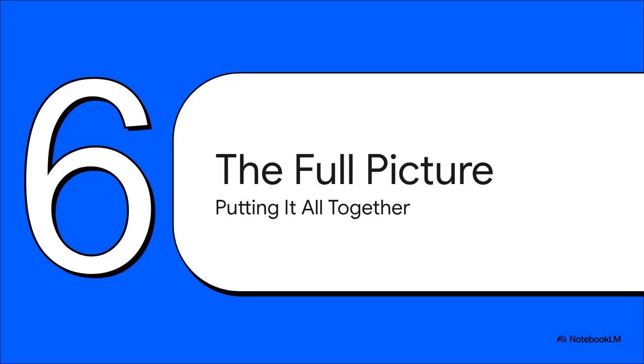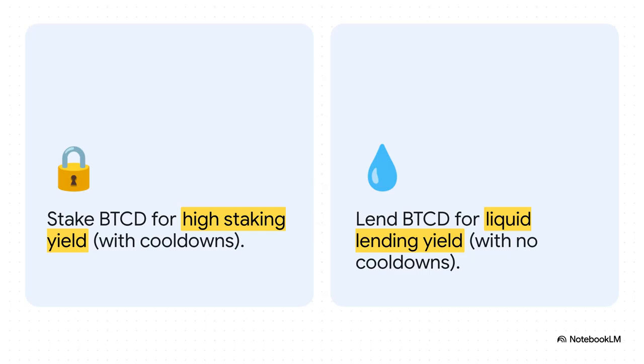Okay, let's zoom out. Now that we have all the pieces on the table, we can finally look at the entire system and see how it all fits together. So the choice you have to make as a user is suddenly much clearer. It's not yield versus no yield anymore. It's a choice between two different types of yield. You can stake your BTCD for that really high staking rate, but accept the cooldown. Or you can lend it out for a totally different kind of yield while staying completely liquid.